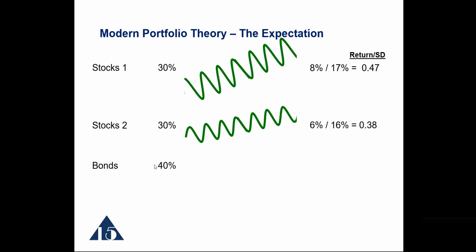For bonds, we might have an allocation of 40% in our retirement plan, and bonds typically have a lower long-term rate of return, and the variability is lower as well. The correlation to stocks is very low and is sometimes negative. When stocks go down, sometimes bonds go up, and so bonds provide a diversification benefit in that case, and we'll show how that has an impact later on. Bonds might have a long-term rate of return of 4%, a variability of 7%, a ratio of 0.57.